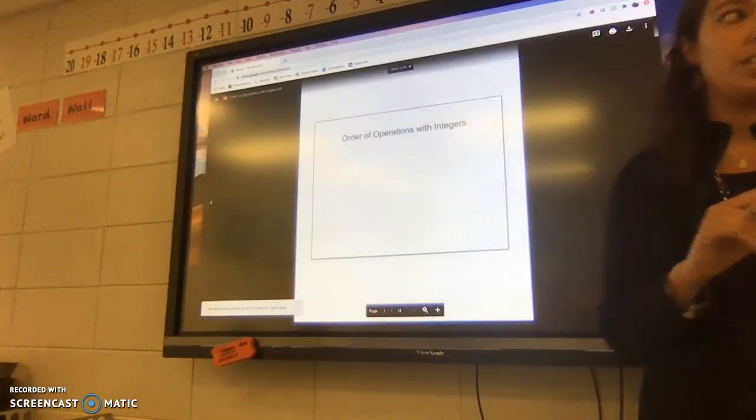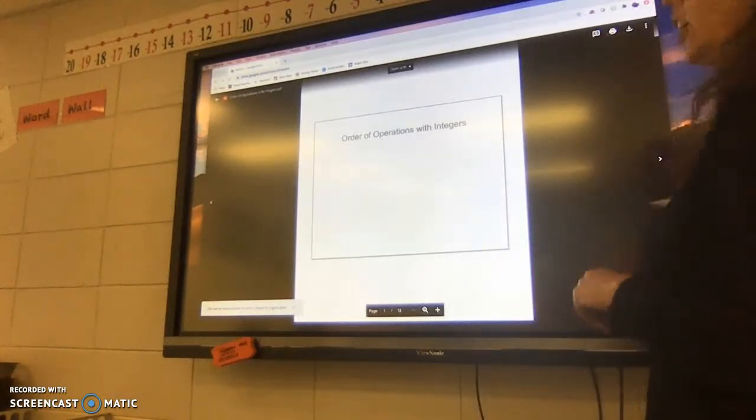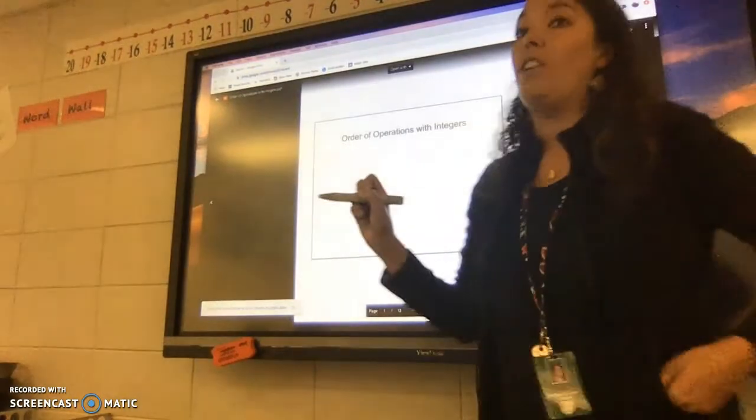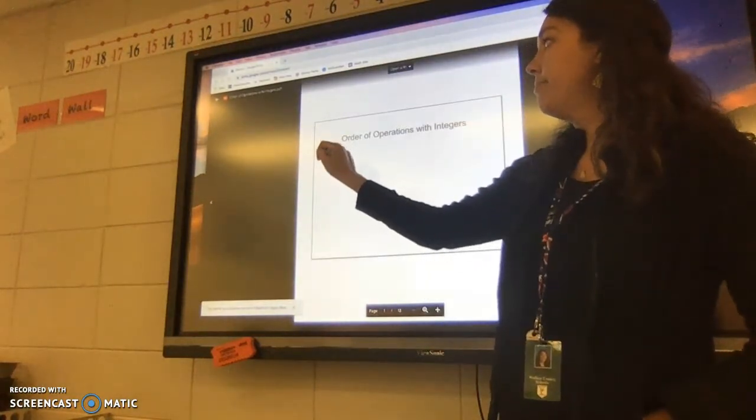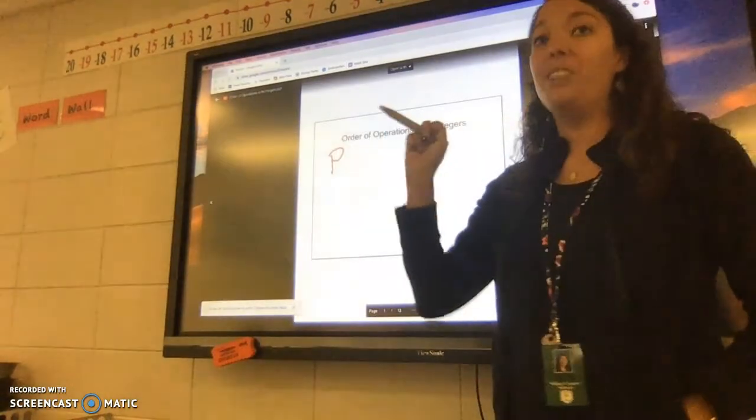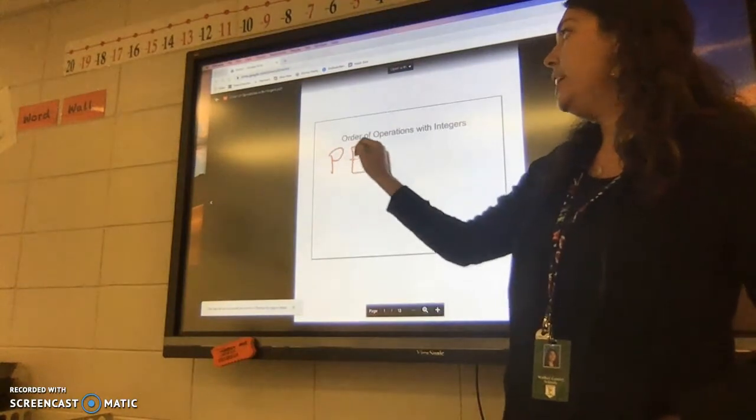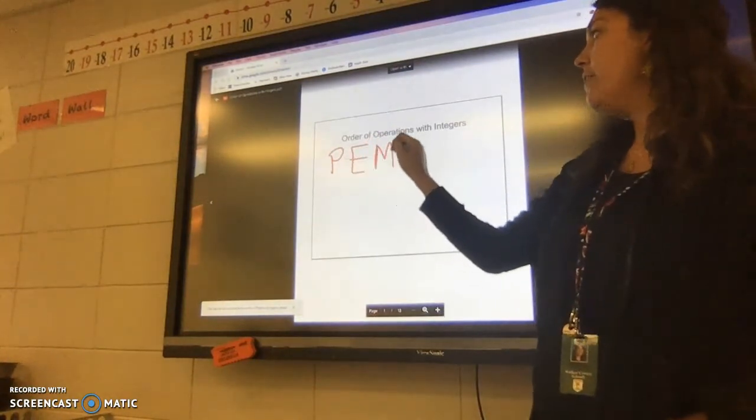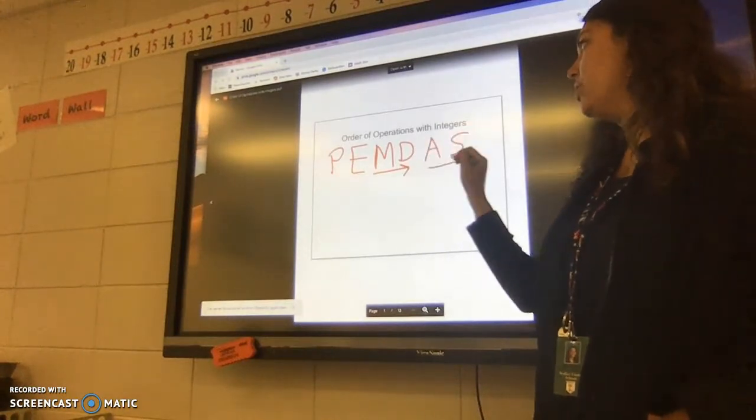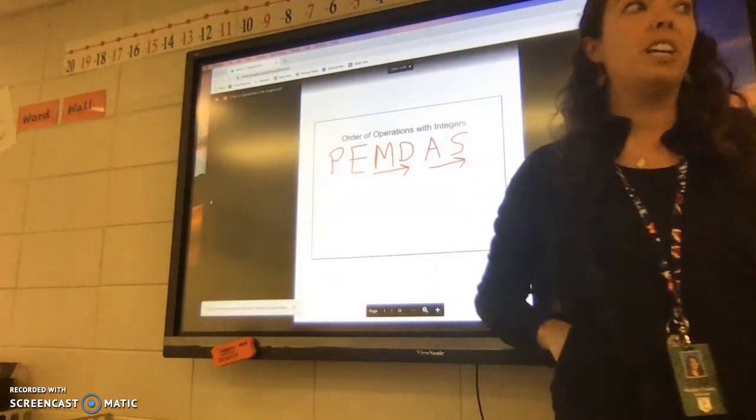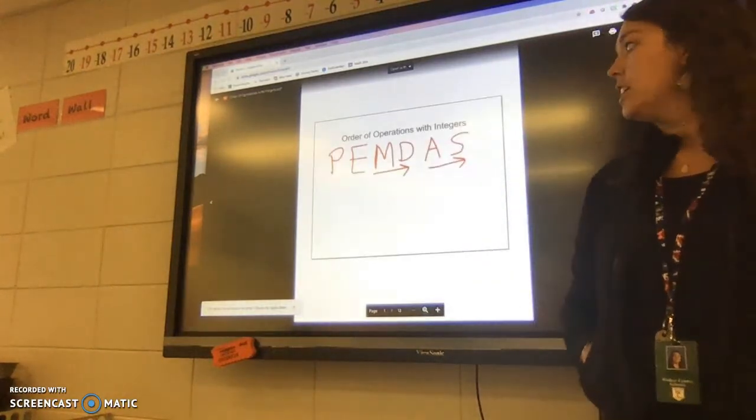Operations with integers today. So first, on your paper, you need to write the order of operations. So it starts with what? Well, PEMDAS, and it starts with parentheses and then exponents, then multiplying and dividing from left to right, then adding and subtracting from left to right. I would write that at the top of your page because you're going to use this over and over and over today. Okay?